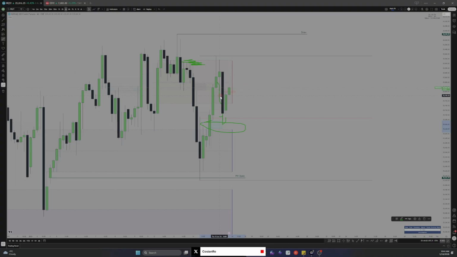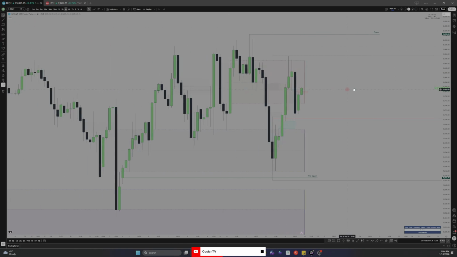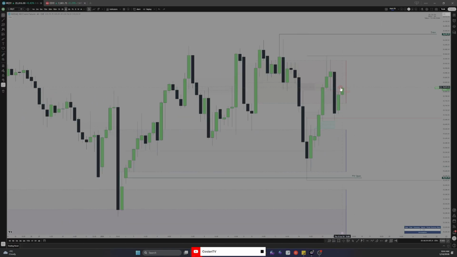So we have, as you can see here, this 4-hour imbalance. Currently price trades through it, and there are 16 minutes approximately left on the clock for this candle to close above this imbalance. If that happens, we are looking at higher prices into this order block. This order block actually, and we can measure 50% of it right around there.